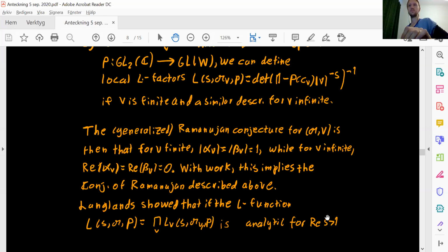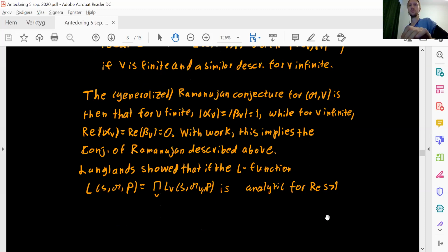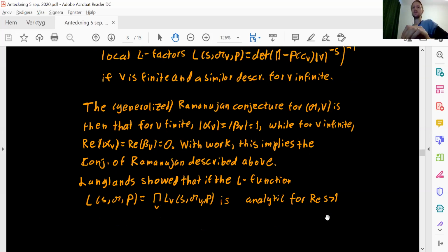But in our situation, we assume that the L function is analytic and we want to show that the alpha V and beta V satisfy something. We're just trying to understand what the analyticity means. So it's about the convergence of this product of functions. You want this to converge for specific S larger than something, for real S greater than 1.